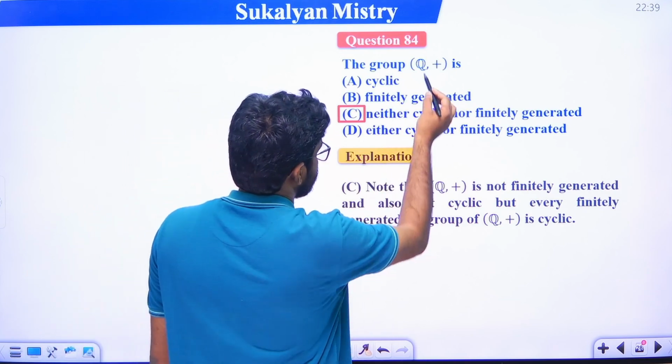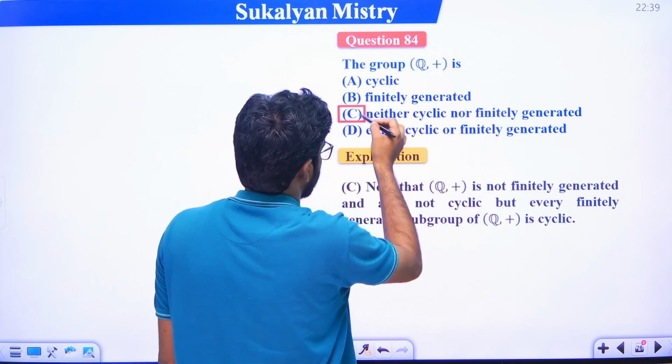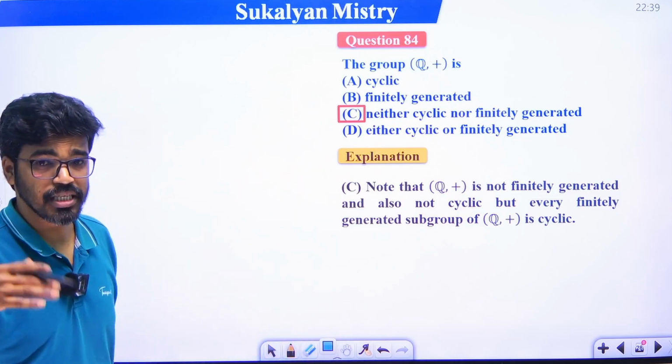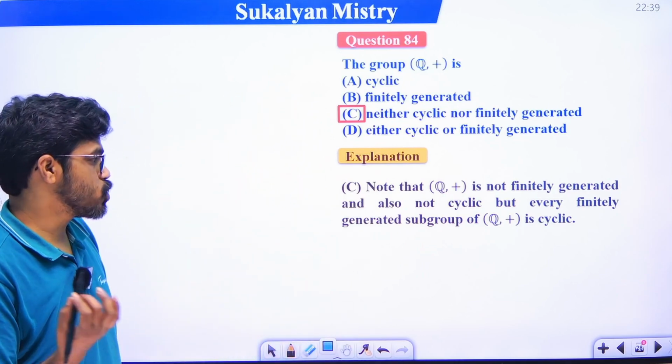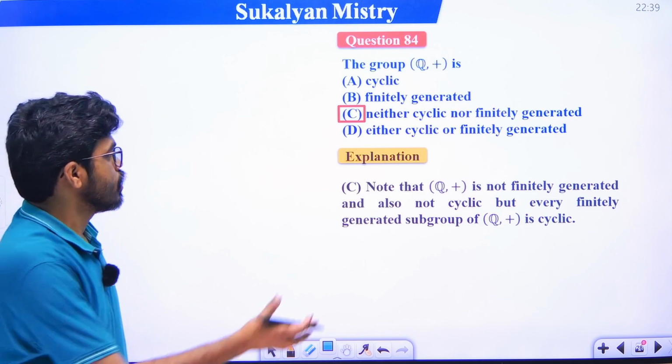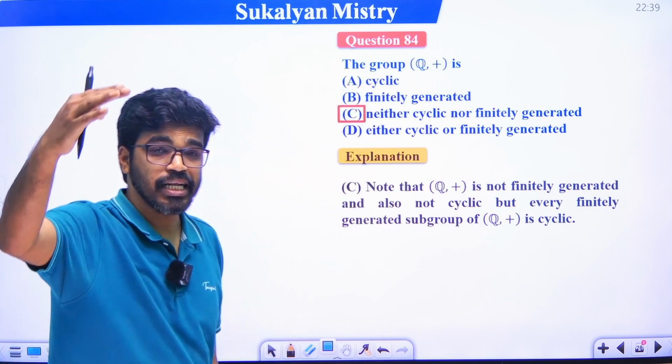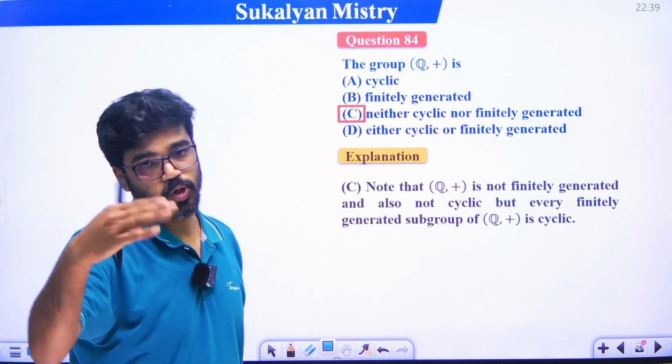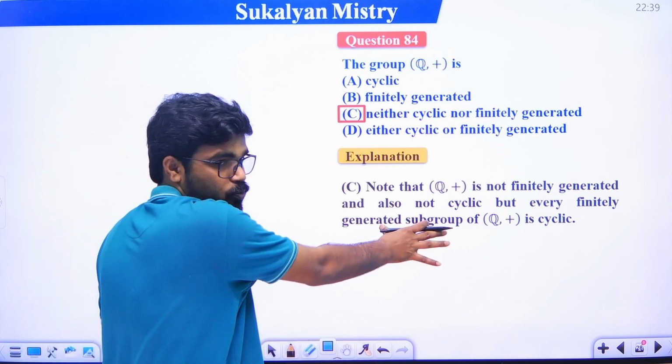So option C is the correct answer: neither is it cyclic nor finitely generated. (Q, +) is not a cyclic group, and (Q, +) is not finitely generated. But every finitely generated subgroup of (Q, +) is cyclic. It's a very important property.